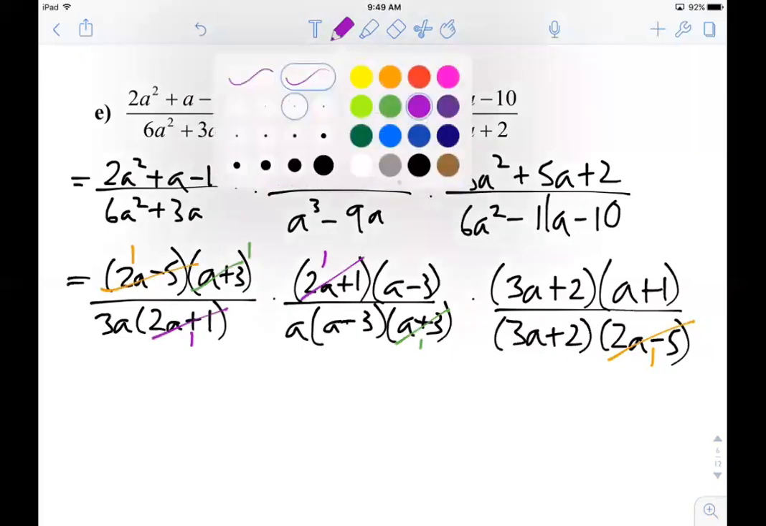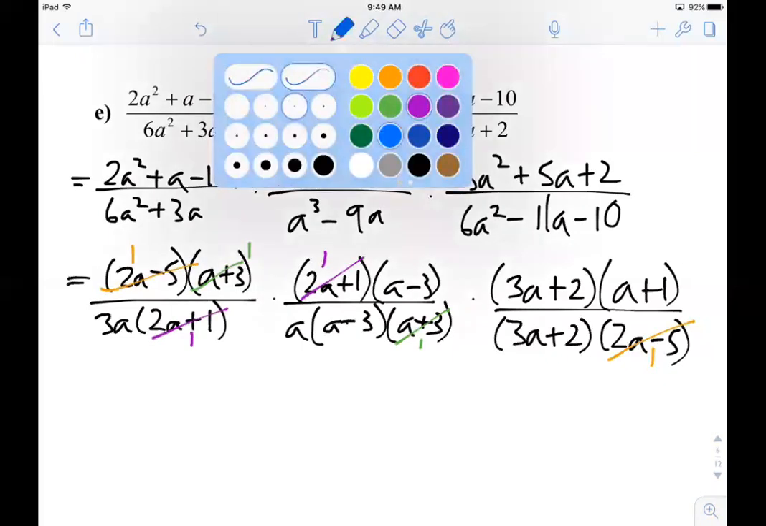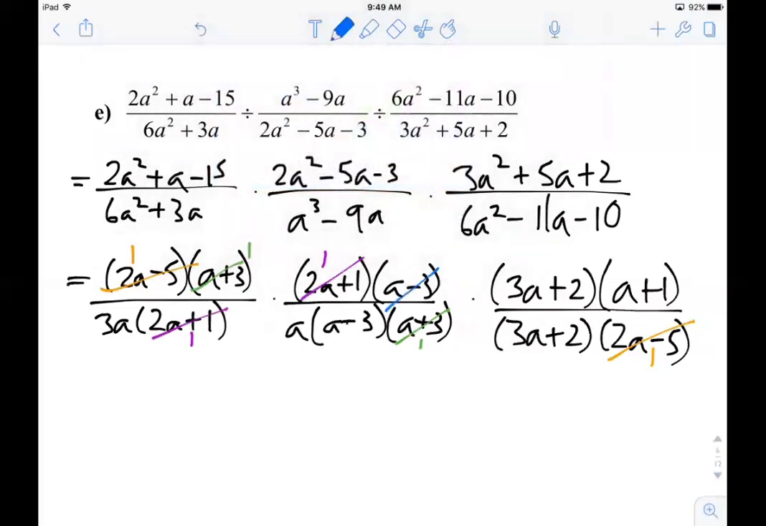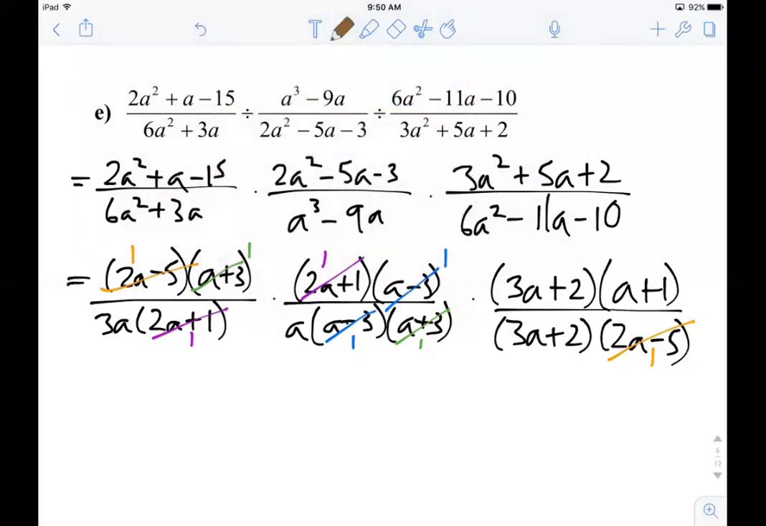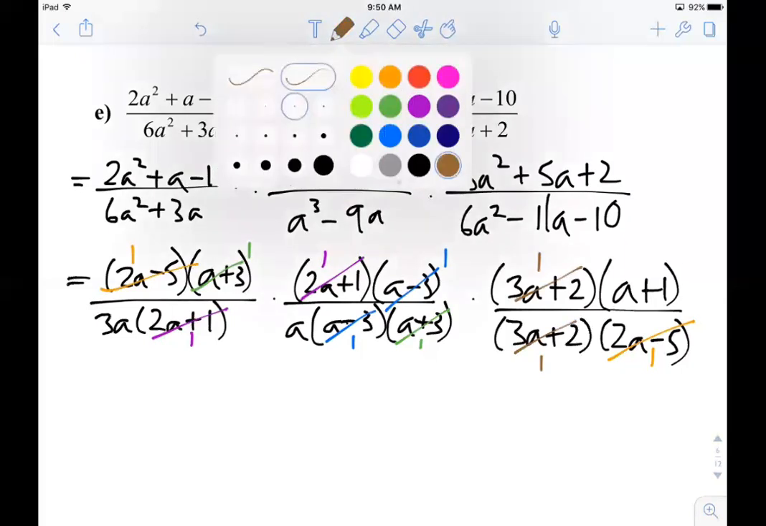And let's do blue this time. I have an a minus 3 on top here. Let's call that a 1. So we can make that a 1 by dividing by the bottom as well there. Running out of colors, let's try brown now. 3a plus 2 can leave a 1, and 3a plus 2 on the bottom will leave a 1 as well. So, all that being said, we do not have a whole lot left, but let's put it all together.